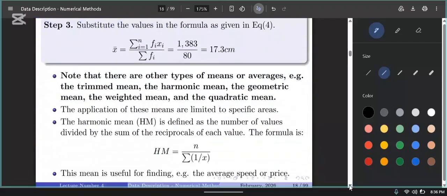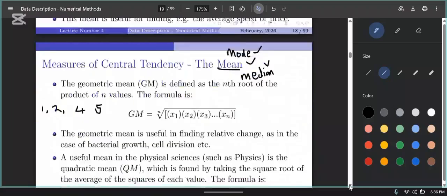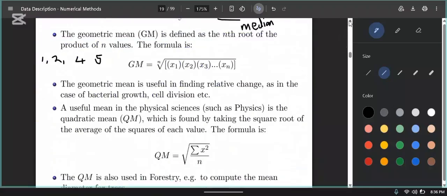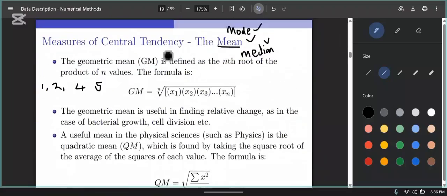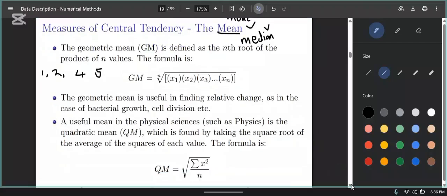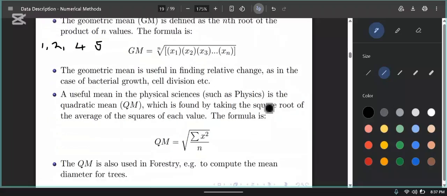Now for the geometric mean, I saw a slide here. This one is mostly used, I'm not really sure why he brought it up, maybe just for the sake of learning. The geometric mean is defined as the nth root of the product of n values, and that's the formula. But this one mostly applies to physical sciences, not biological sciences.